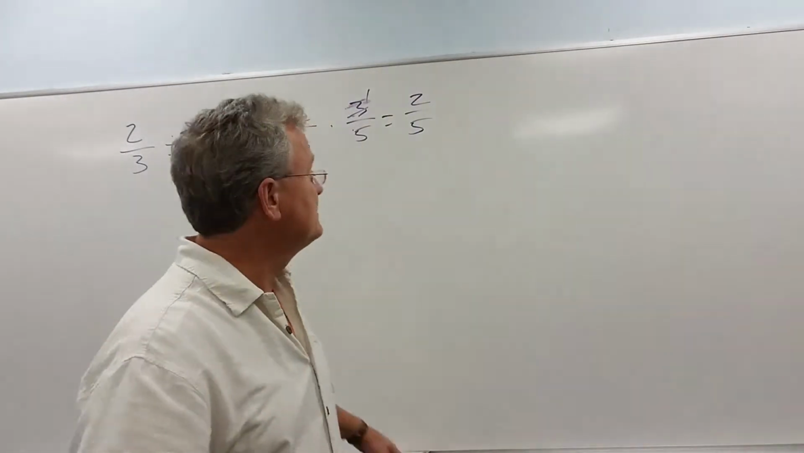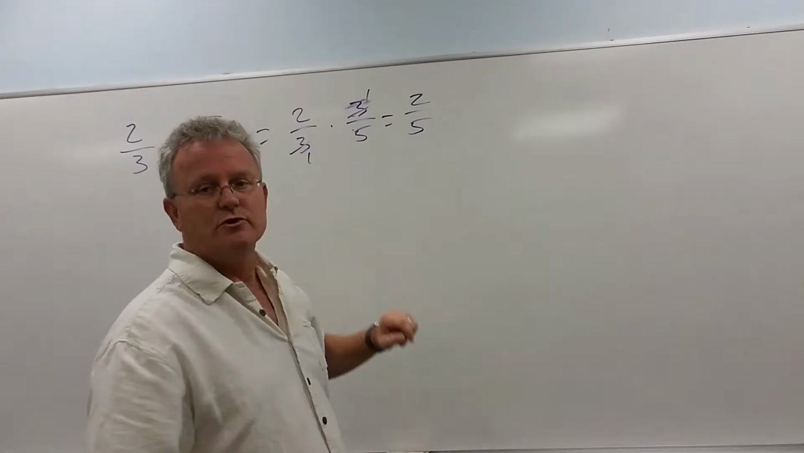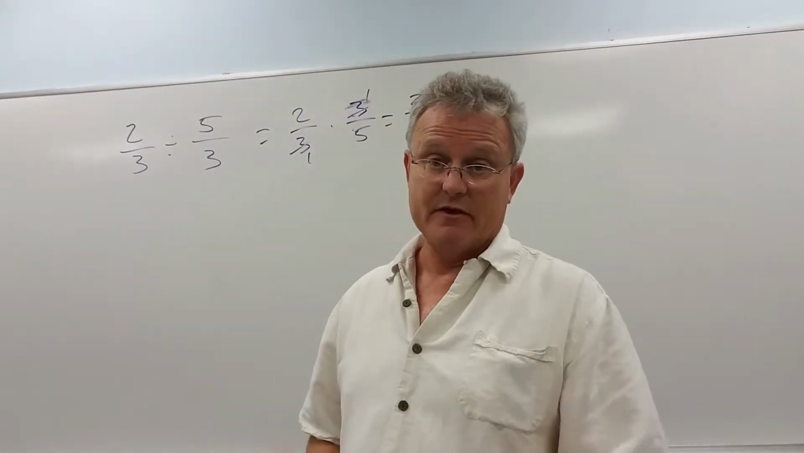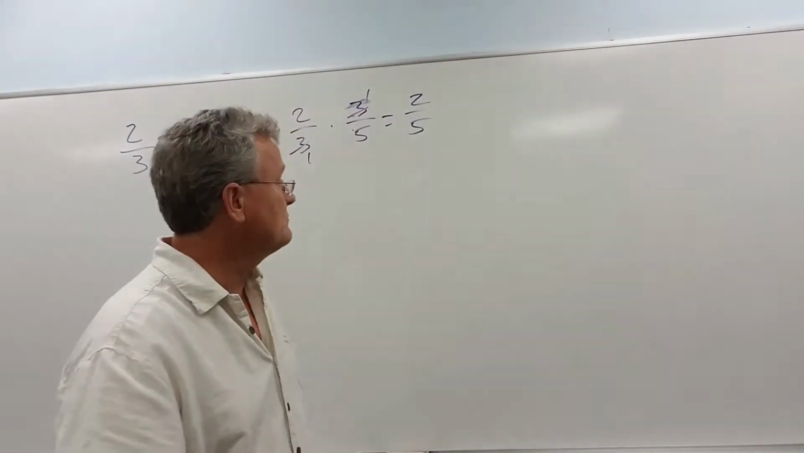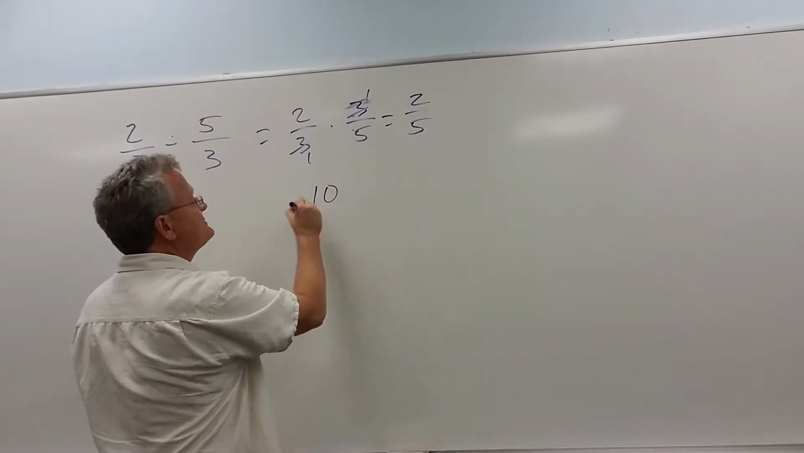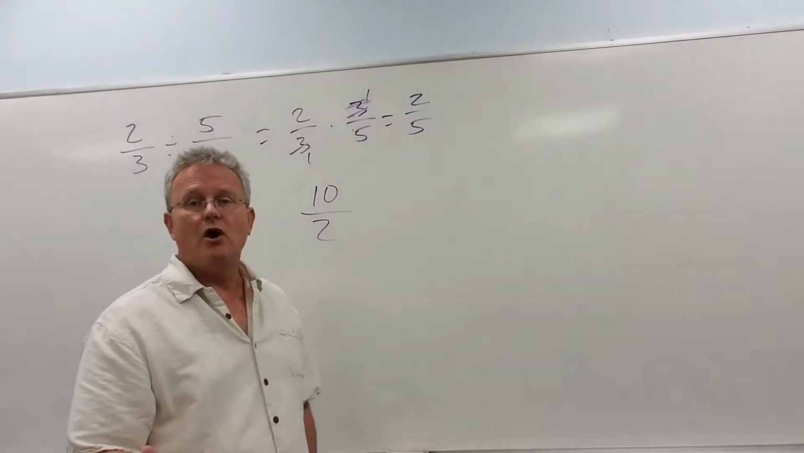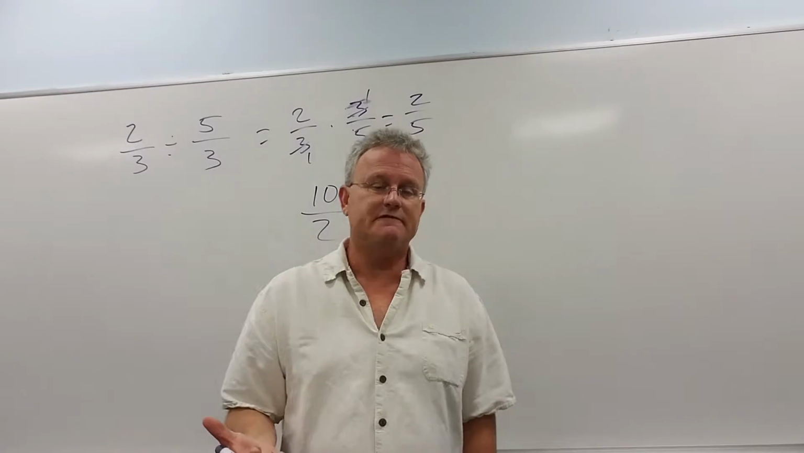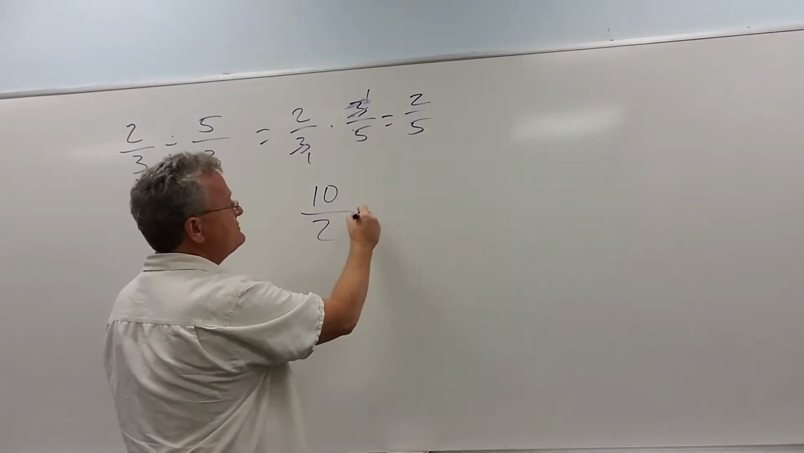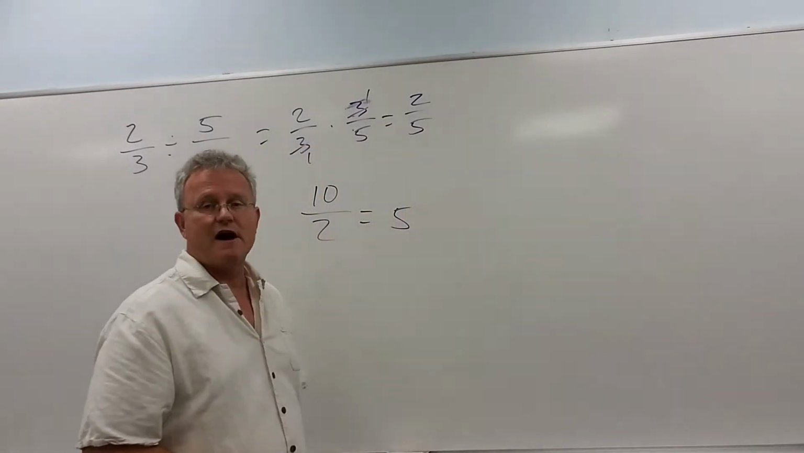But the question is, why is the rule multiply by the reciprocal of the second fraction? Well, let's consider 10 over 2. We know that that fraction means divide. 10 divided by 2, we know, is 5.